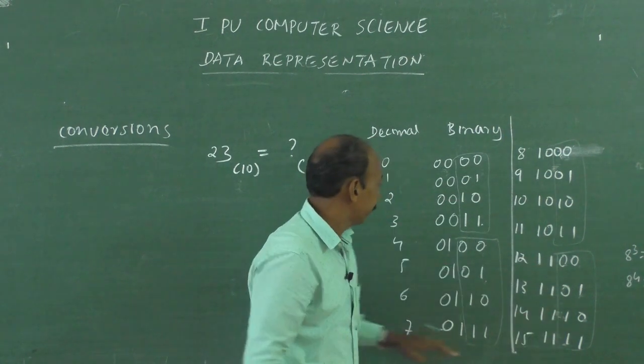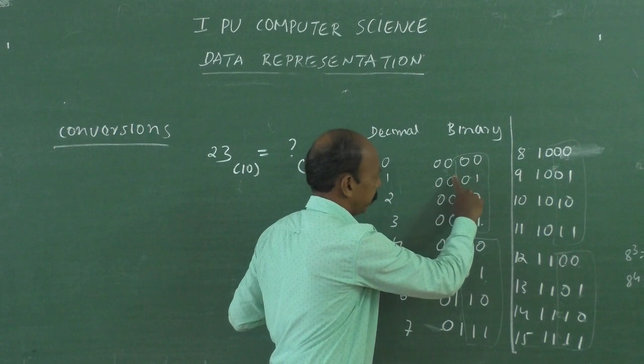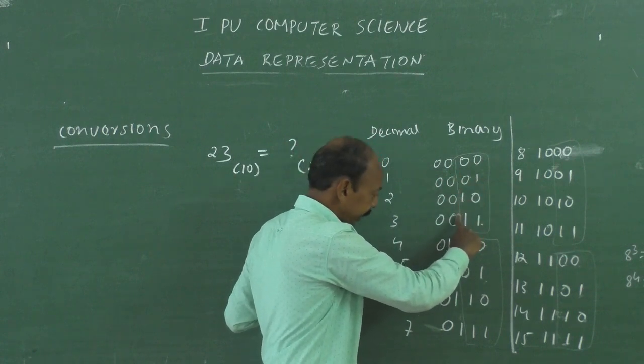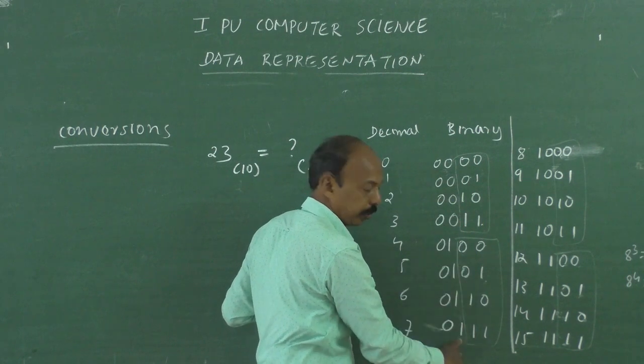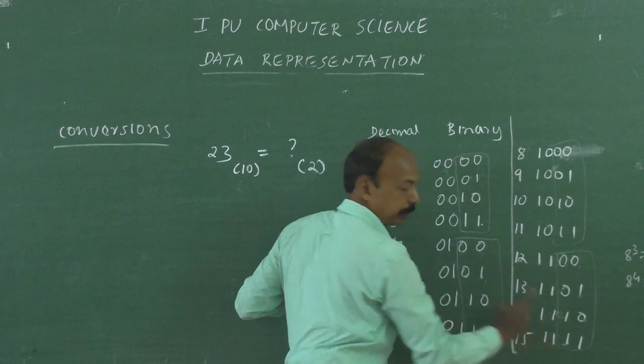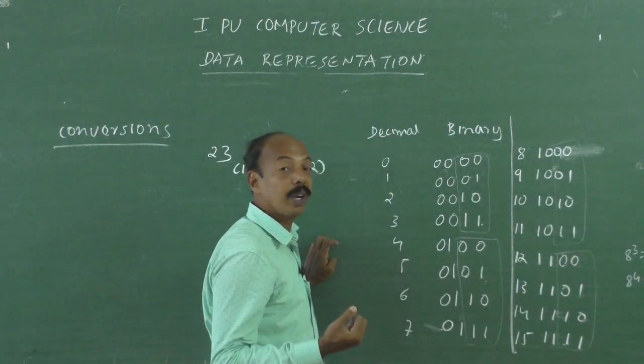Then just have a look here: 0, 0, 0, 0. How many times? 4 times. Then it changes: 1, 2, 3, 4, 4 times. Then again it changes after 4 times. These are the different ways in which we can remember that.